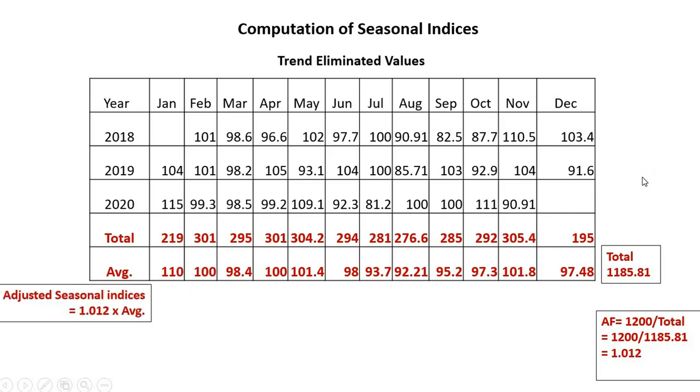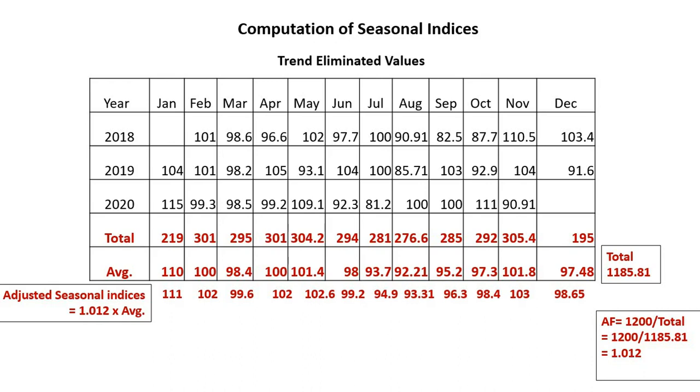This adjustment factor is multiplied to get the adjusted seasonal indices. So these averages are basically the seasonal indices, and then we multiply this by the adjustment factor, and so we get this. Corresponding to January, the index value is 111, then February 102. This way we get it for all the 12 months of the year.